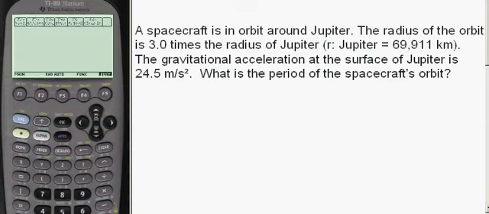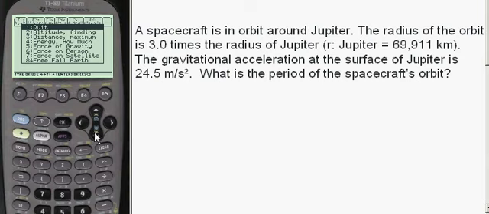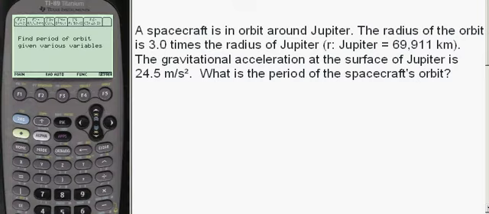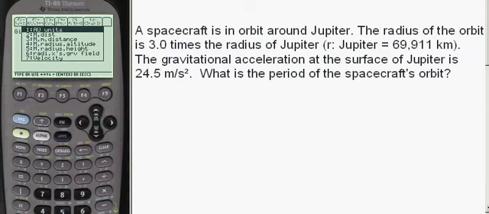You press enter. The next thing that comes up is what they're asking for. We've had planets, now we're asked for the period. We're going to scroll down here to the period, and here's period. We're going to press enter on that. And then what comes up next on my menu are the variables that are given. Well, in this case, the radius of Jupiter, 3 times the radius, and the gravitational acceleration on the surface of Jupiter, 24.5 meters per second squared.